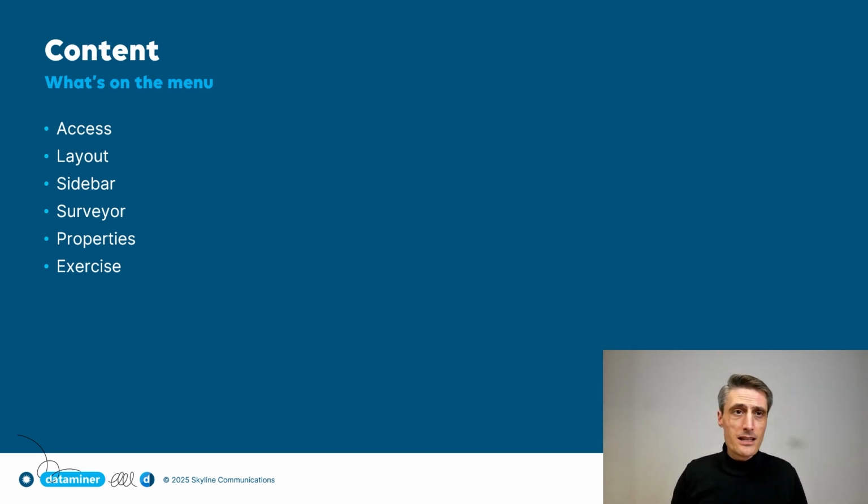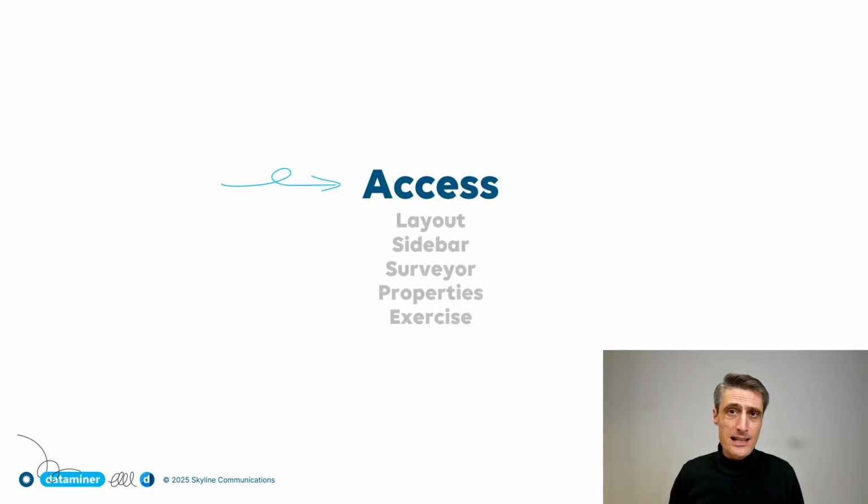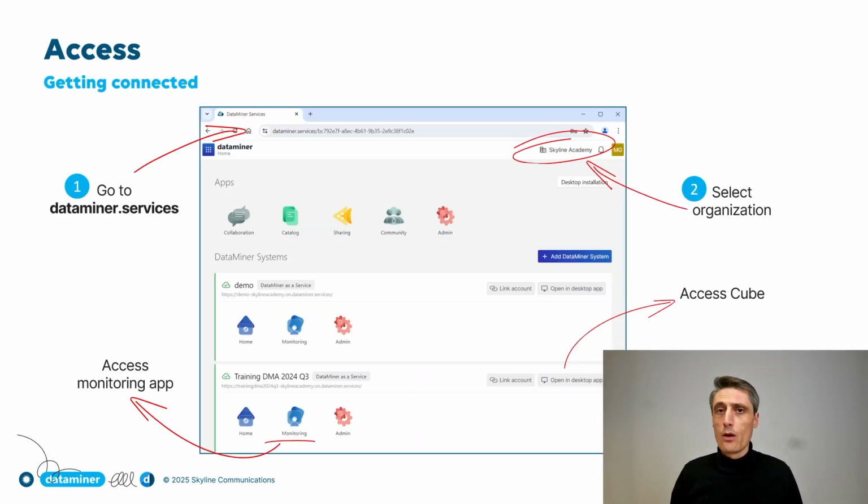So, okay, first of all, let's just access our system, and we will do that by going to DataMiner.services. So we open up a web browser, we go to DataMiner.services, and then we will see all of our DataMiner systems we have access to. Note, you need to select on the upper right hand side your correct organization. So I select my organization and I see my DataMiner systems.